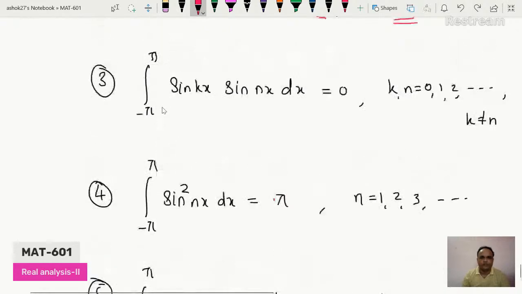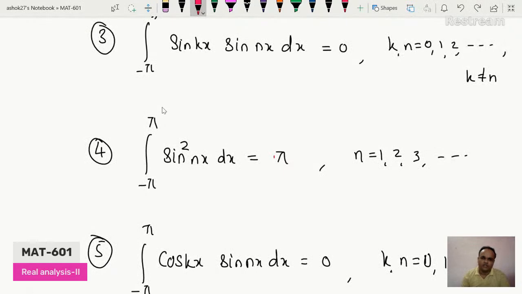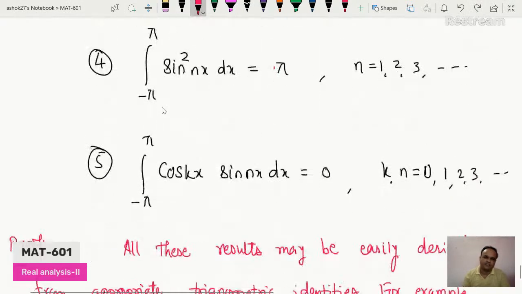So the integration from minus pi to pi of sine kx into sine nx is 0, where k is not equal to n, and k and n both vary from 0, 1 up to plus infinity. In that case, the value of this integration is equal to 0. And if n equals k, the resulting integration will be minus pi to pi of sine square nx dx. In that case, the value of this integration will be pi for n varying from 1 up to infinity.